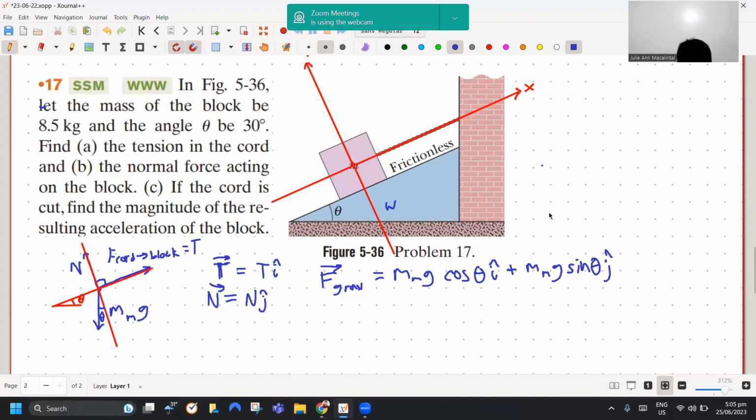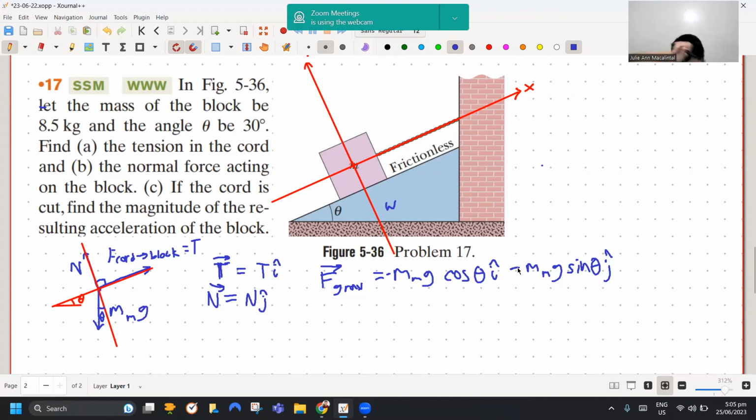Wait, let's see. mg is positive. From your figure, theta is positive. So mg cosine theta, so that is positive. So the direction along I hat, if you write it that way, will be upward. Right? Okay, so the I component should be negative. The G is also negative.